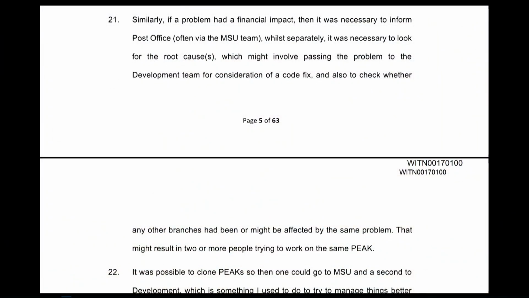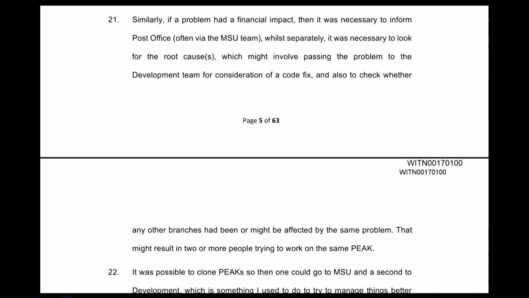In paragraph 21, you refer to another problem with the peak system. You say that if a problem had a financial impact, it was necessary to inform the Post Office, often via the MSU team, while separately it was necessary to look for the root causes, which might involve passing the problem to the development team for consideration of a code fix, and also to check whether any other branches had been or might be affected by the same problem. That might result in 2 or more people trying to work on the same peak.